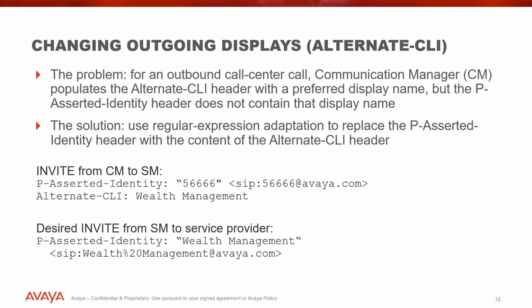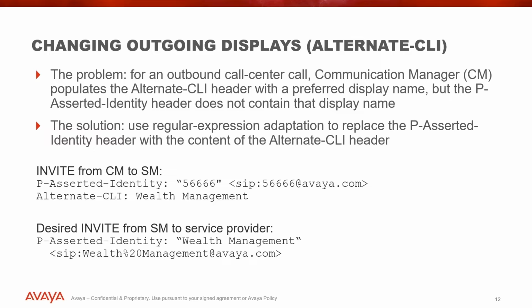Changing outgoing displays. This is a SIP header called ALTERNATE-CLI that gets populated by Communication Manager. So if you have an outbound call center, CM is going to populate the ALTERNATE-CLI header with a preferred display name, a display name that you would like your customer at home to see when they get this call. But the p-asserted identity header does not contain that display name. It contains the actual display name of whoever's making the call on CM, so whatever CM endpoint is generating this call. That's not the display you want the customer to see.